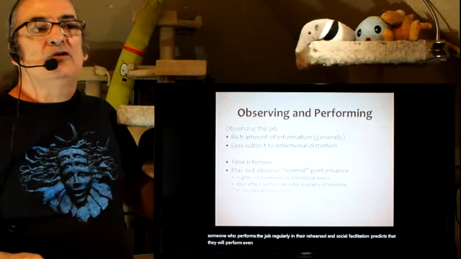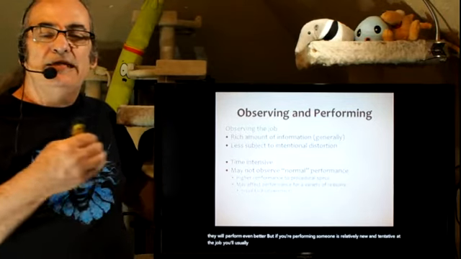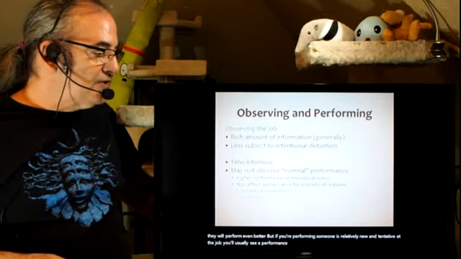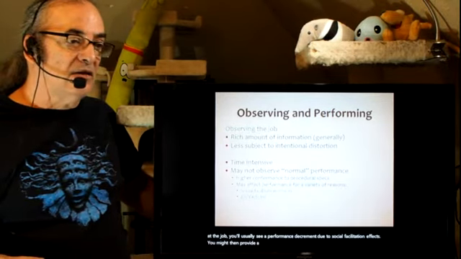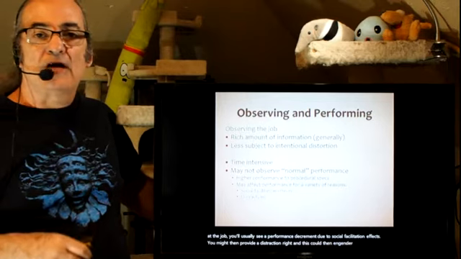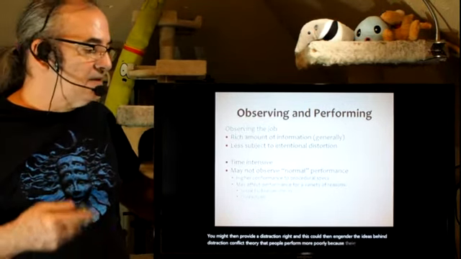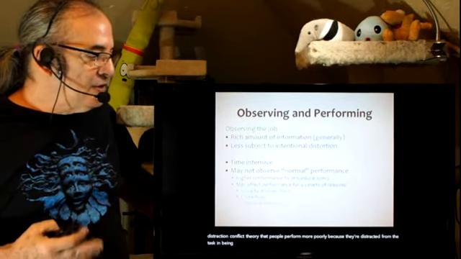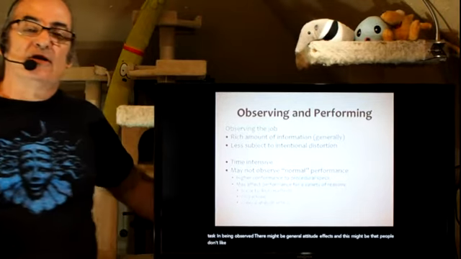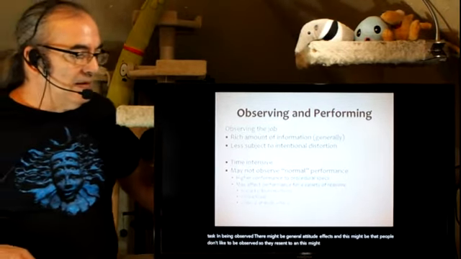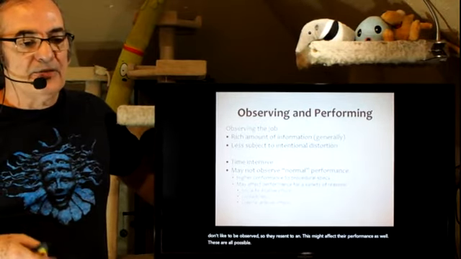But if you're observing someone who's relatively new and tentative at the job, you'll usually see a performance decrement due to the social facilitation effect. You might then provide a distraction, right? And this could engender the ideas behind distraction conflict theory, that people perform more poorly because they're distracted from the task by being observed. There might be general attitude effects, and this might be that people don't like to be observed, so they resent it, and this might affect their performance as well.